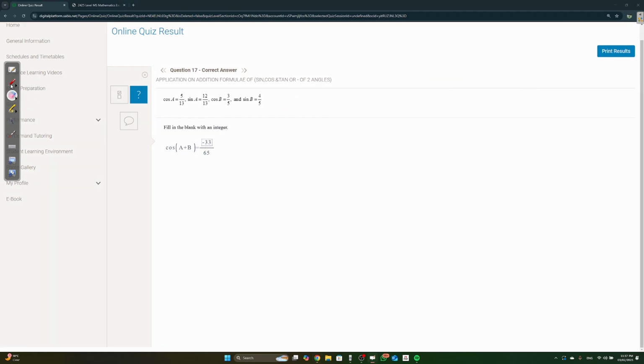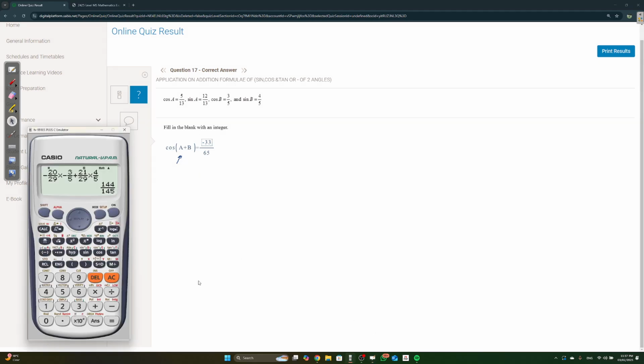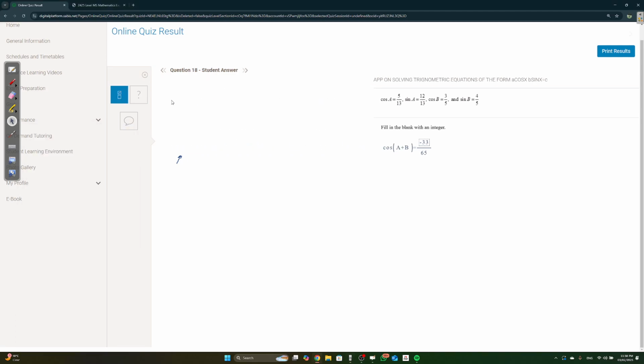Question 17. Man, this chapter is boring. Cosine A plus B, I'm gonna stop writing the rule, but it's gonna be cosine A cosine B minus sine A sine B. Okay, let's go back if you want the rule. So cosine A cosine B, so 5 over 13 times cosine B, which is 3 over 5, minus sine A sine B, so 12 over 13 times sine B, which is 4 over 5. You get negative 33 over 65.